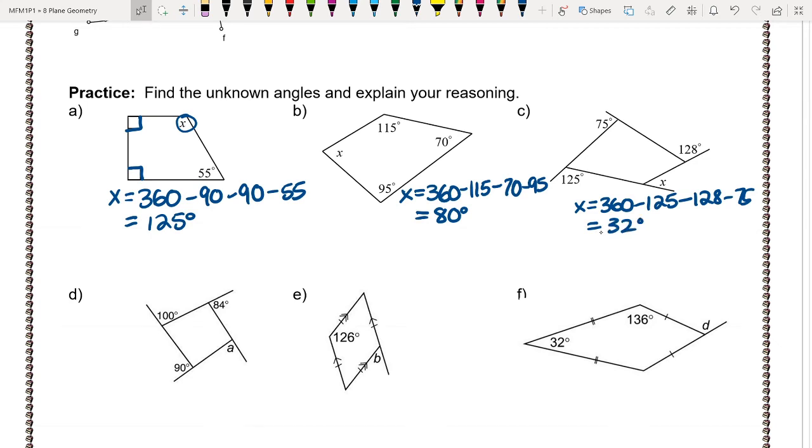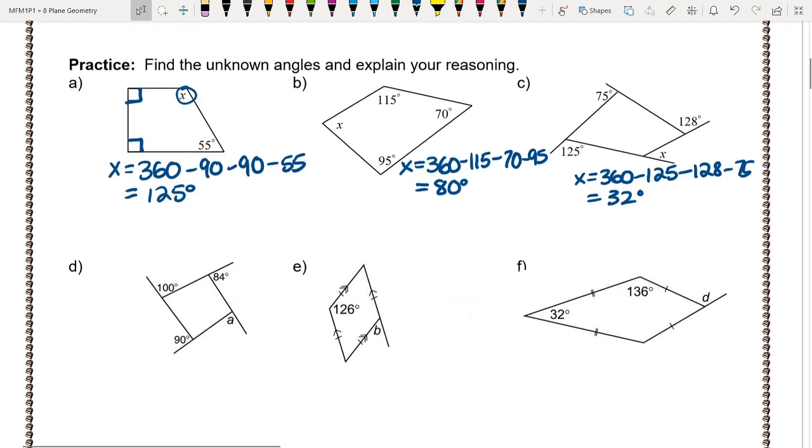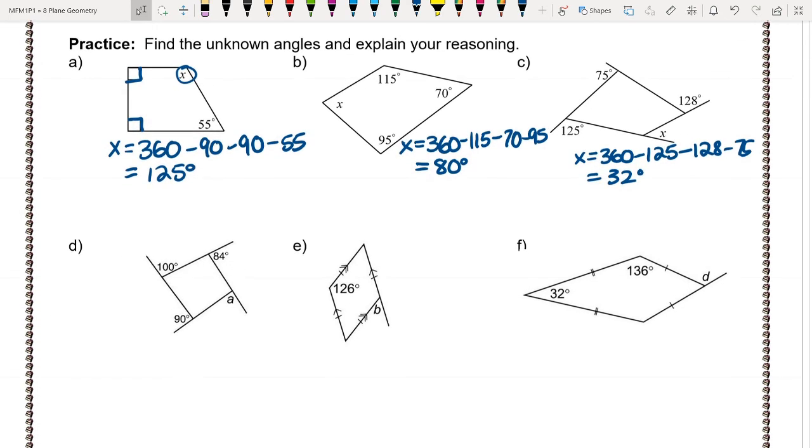D, just like C, has given me 3 out of the 4 exterior angles of a quadrilateral, and I know that those exterior angles add up to 360, and since I know 3 of them, I can subtract those 3 known ones from 360 to find the unknown angle. 360 subtract 100, subtract 90, subtract 84, and I get that x is equal to 86 degrees.